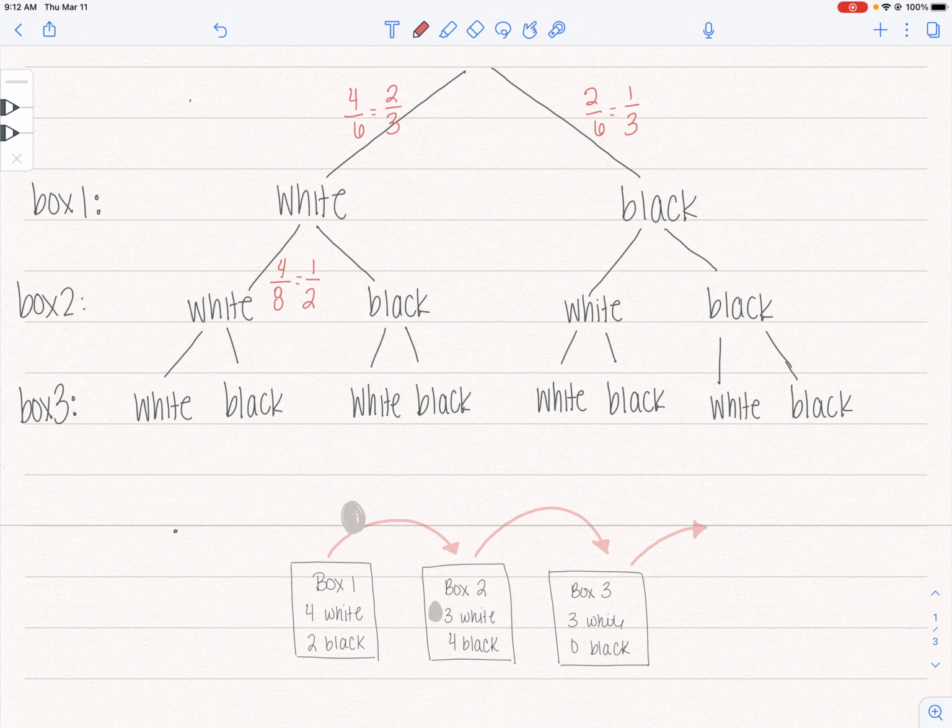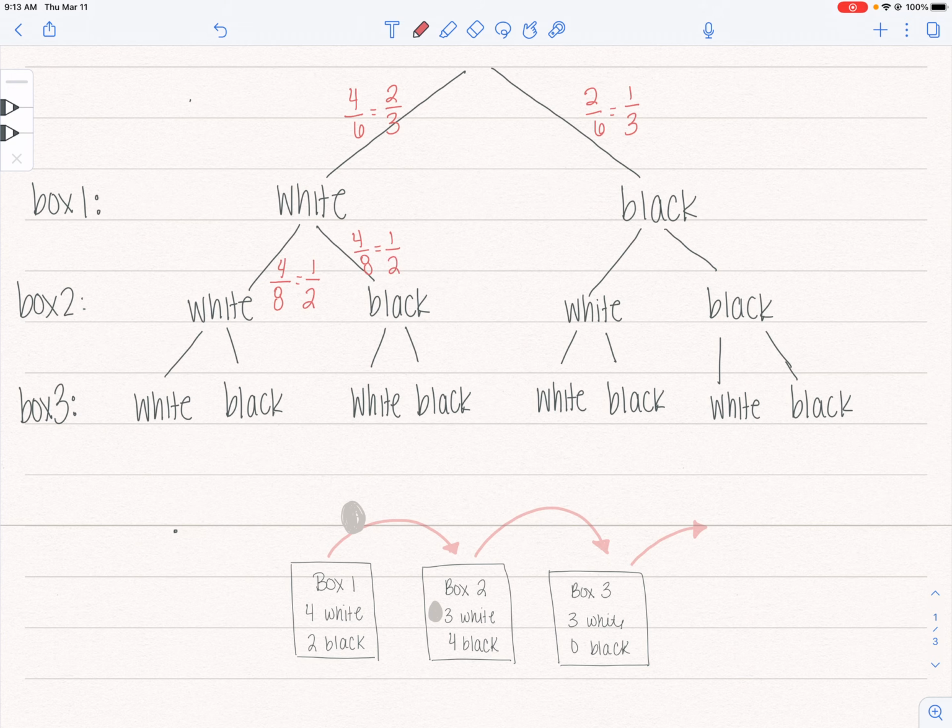The probability of drawing a black ball out of box 2, now I'm still under the assumption that I drew out a white ball, and it's now in box 2. So the probability of drawing a black ball out of box 2 is going to be 4 out of the total of 8, because I still have that white ball in there from the first draw, or 1/2.